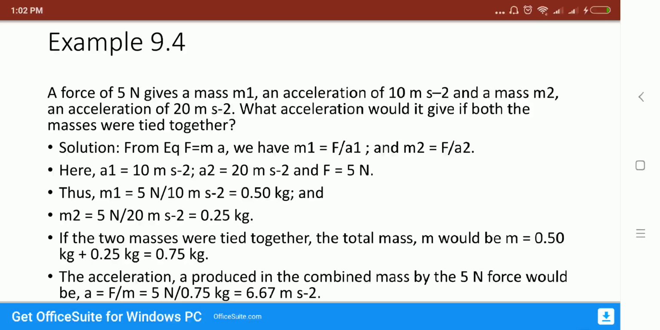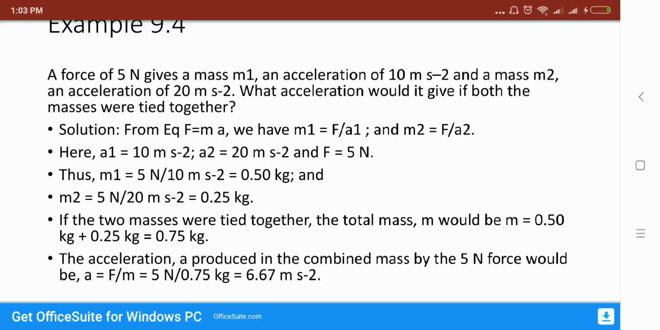Now, if both are combined together, m1 plus m2 is the total mass. So it would be 0.5 plus 0.25, so it would be 0.75 kilogram total mass. Now for 0.75 kilogram, if we apply the same force of 5 Newton, then what should be the acceleration? Same equation, F equals ma. From that make a the subject of the formula. So it would be a equals F by m. F is 5 Newton, m is 0.75 kilogram. So now the acceleration becomes 6.67 meter per second square.